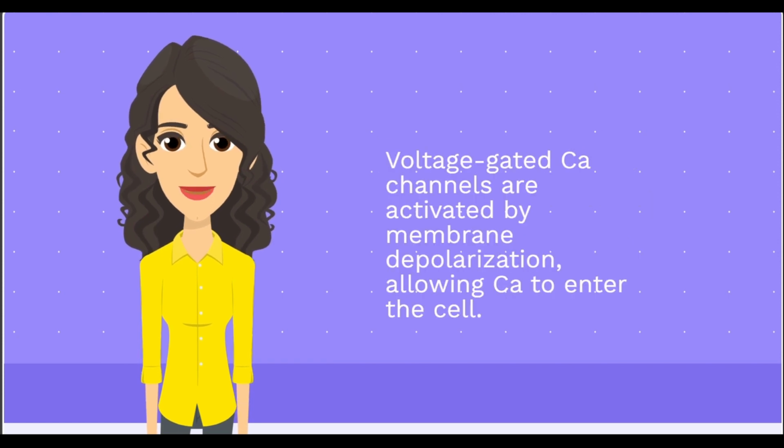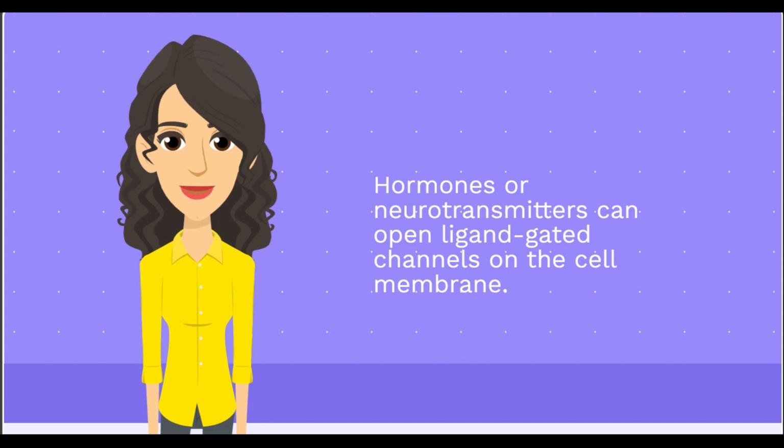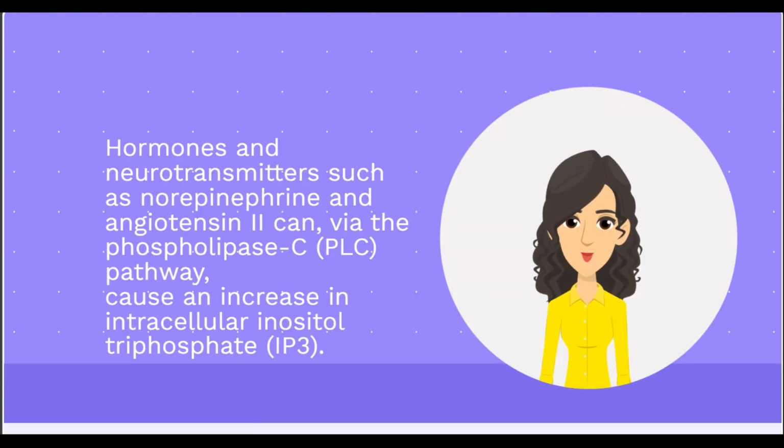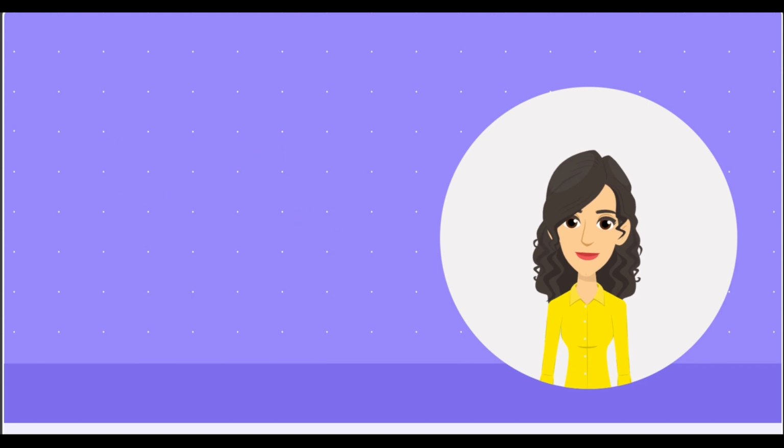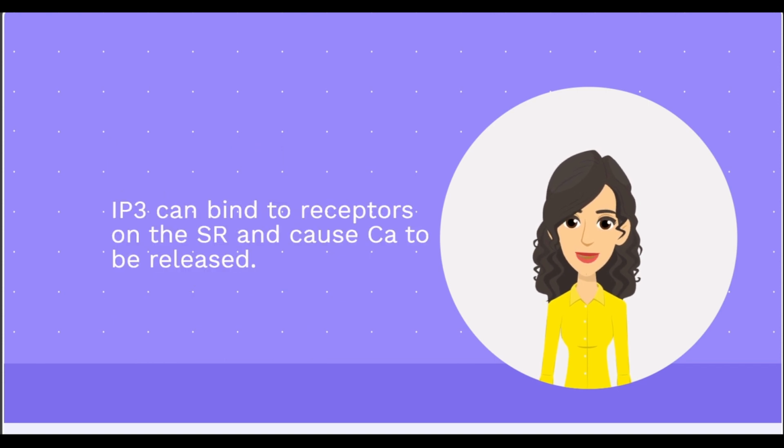Voltage-gated Ca channels are activated by membrane depolarization, allowing Ca to enter the cell. Hormones or neurotransmitters can open ligand-gated channels on the cell membrane. Hormones and neurotransmitters such as norepinephrine and angiotensin II can, via the phospholipase C, PLC, pathway, cause an increase in intracellular inositol triphosphate, IP3. IP3 can bind to receptors on the SR and cause Ca to be released.